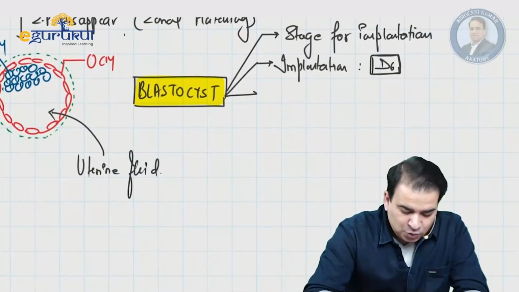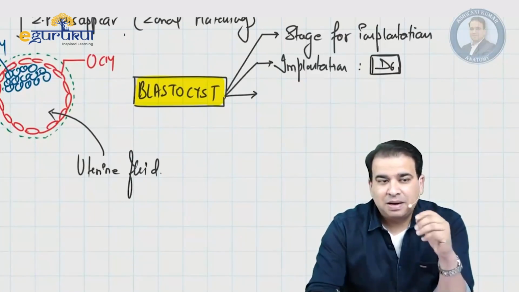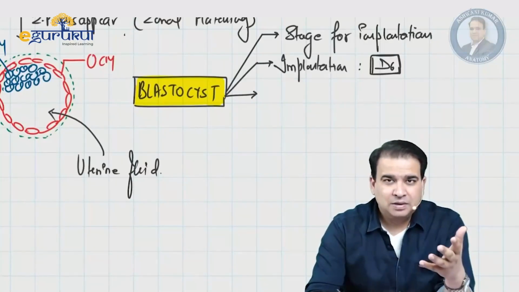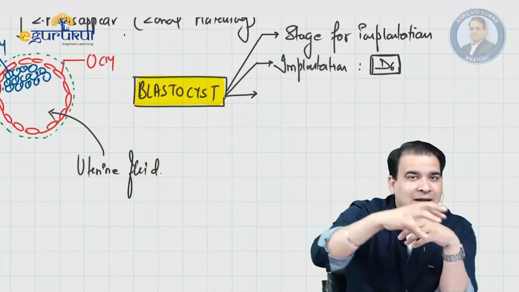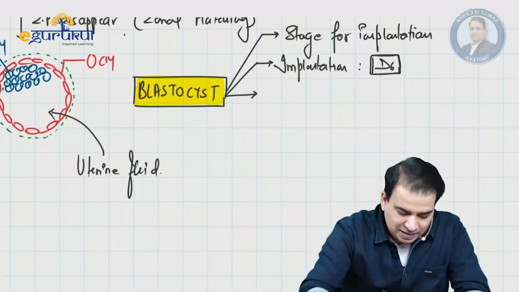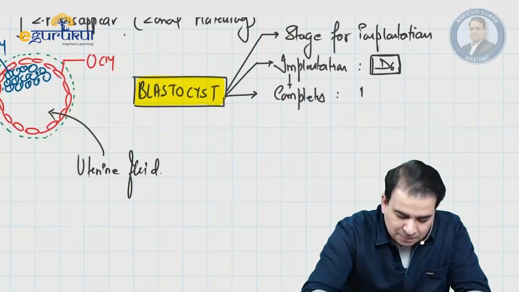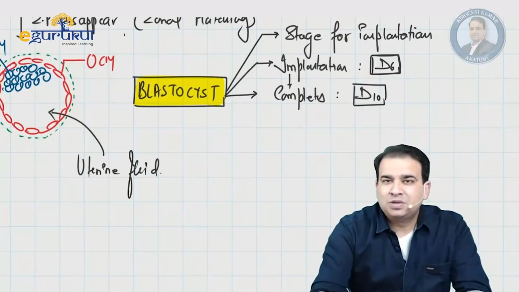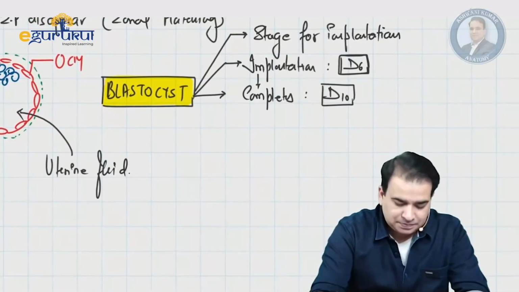And please understand, these are two different questions. When you say implantation takes place, the day is the 6th day. But implantation completes on which day? On what day does the conceptus or the blastocyst completely invade the endometrium and get covered with the decidua? So guys, that day is when the implantation completes. Implantation completes on the 10th day. Based on the standard text, the 10th day is the day for the completion of implantation.